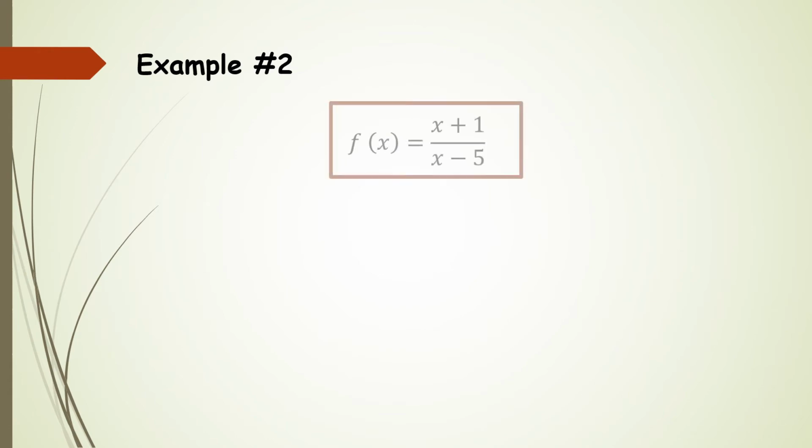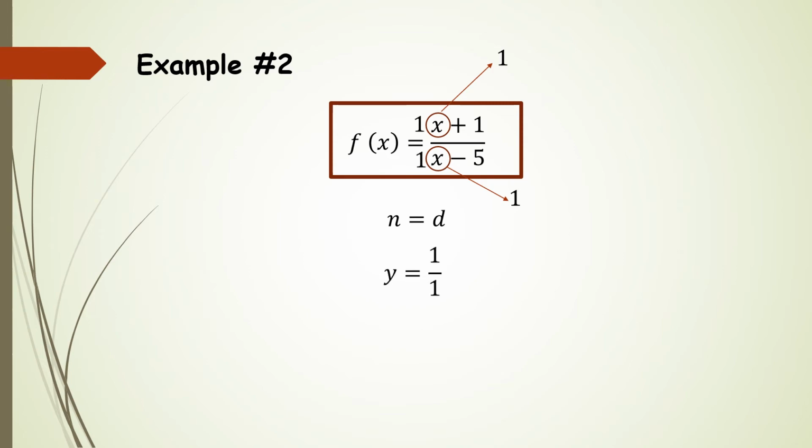Example number 2. F of x is equal to x plus 1 all over x minus 5. The degree of our numerator is 1, and the degree of our denominator is also 1. Thus, we have n is equal to d, or the degree of the numerator is equal to the degree of the denominator. And we will get y is equal to 1 over 1.